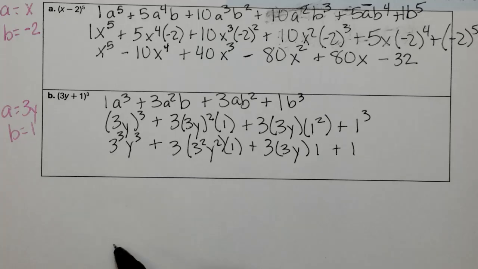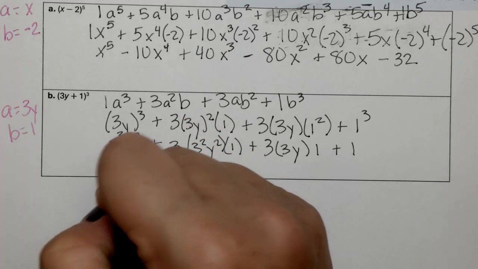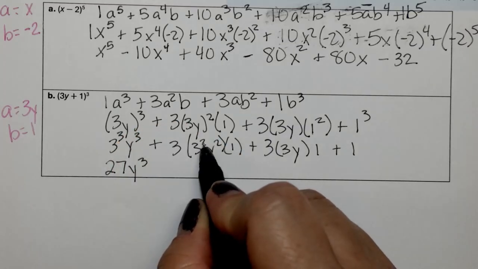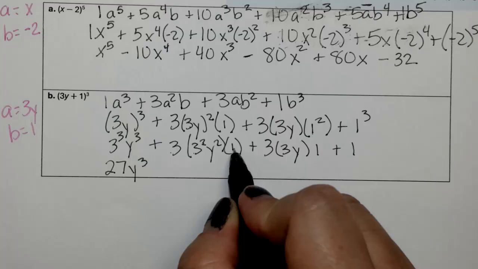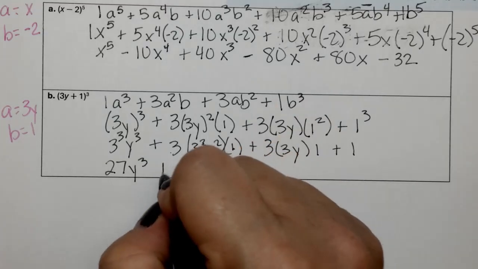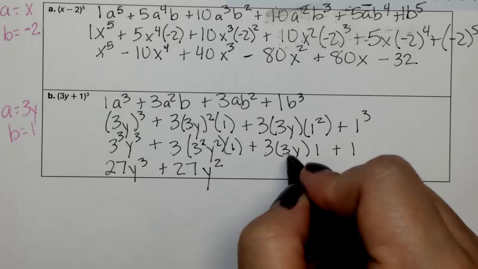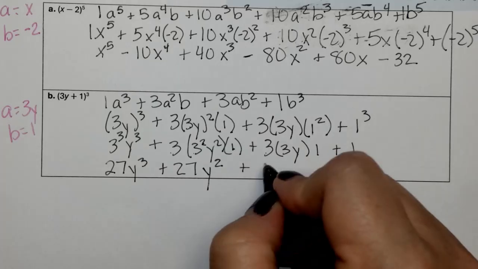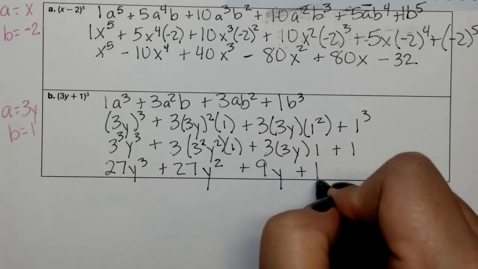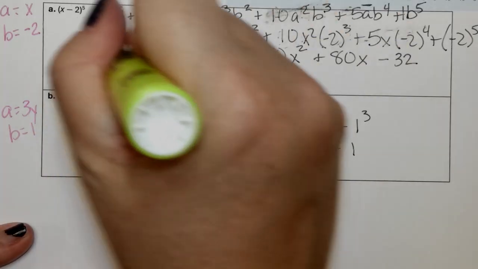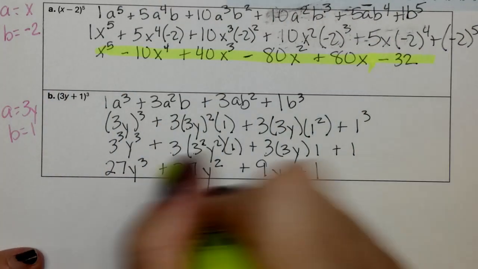So 3 to the 3rd power, 3 times 3 times 3, is 27y cubed. Then we have 3 squared, which is 9. 3 times 9 times 1 is going to also give us 27, and we have y squared. 3 times 3 times 1 is going to give us 9y, plus 1. And so there is your answer to that one. I did forget to highlight this one for you.